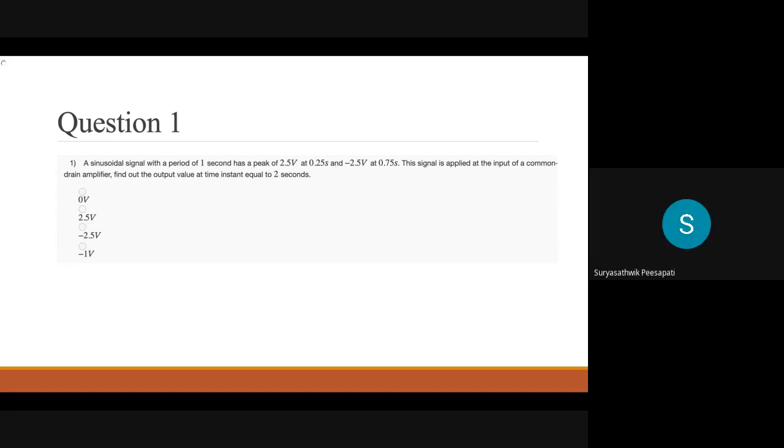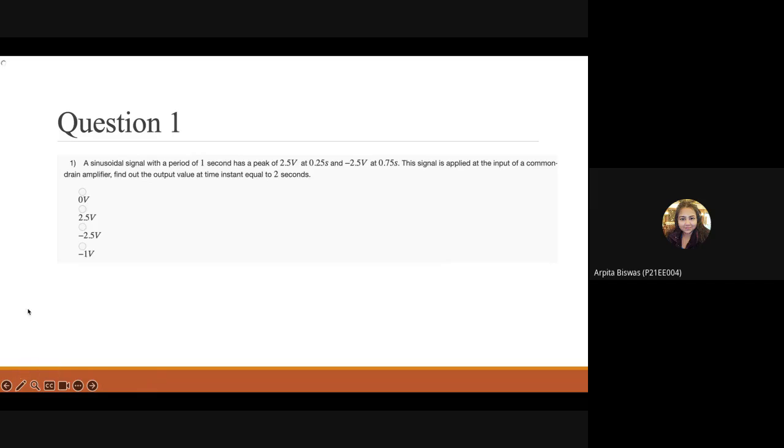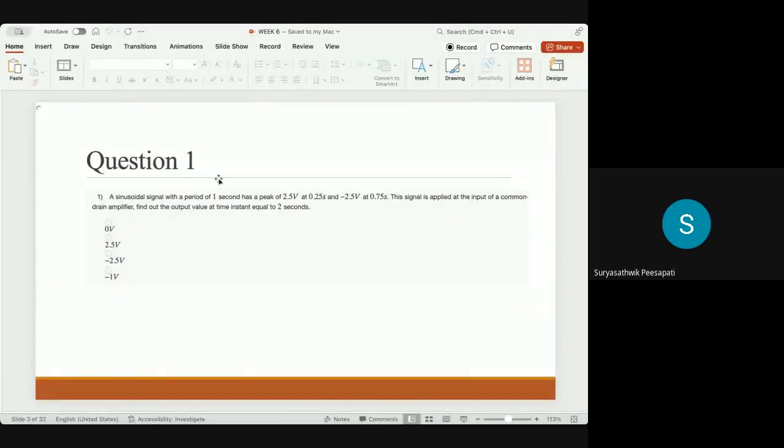Ma'am, the answer is the first option, 0 volt. Yes, 0 volt. Good. Can you explain a little bit about why it is zero? Try to explain it.